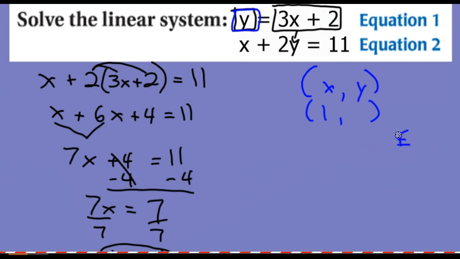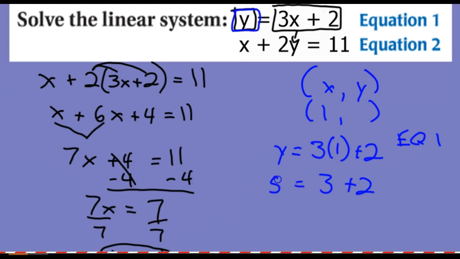So let's say this is equation 1. We have y equals 3 times 1 plus 2. 3 times 1 is 3 plus 2, that equals 5. So y equals 5. Our ordered pair then is 1, 5. And that is the solution to our system.